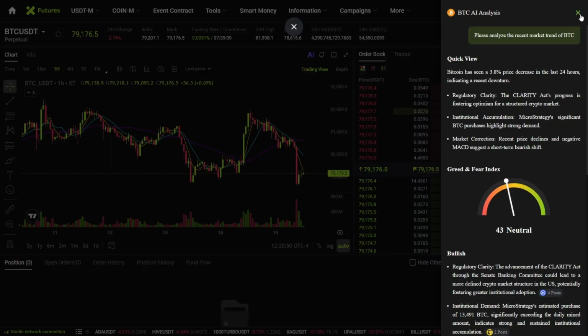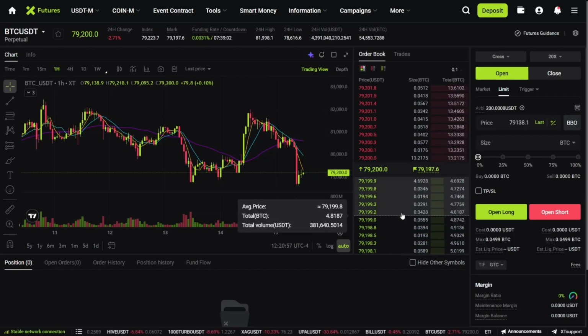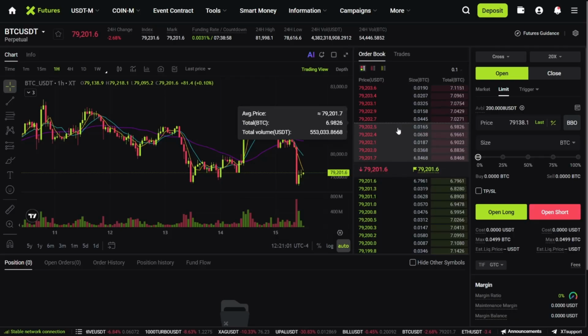Just to the right of the chart, we have the order book. The order book shows all the current buy and sell orders on the exchange. The green represents buy orders, while the red represents sell orders. The order book can help traders see supply and demand at different price levels, while also giving a sense of the asset's liquidity, meaning how much buying and selling interest there is at each price.